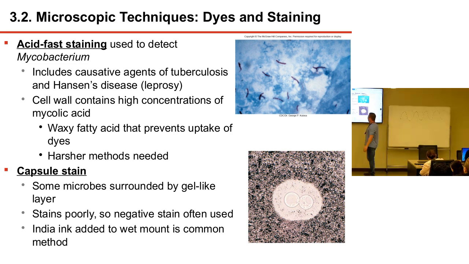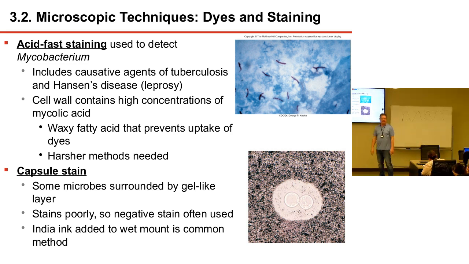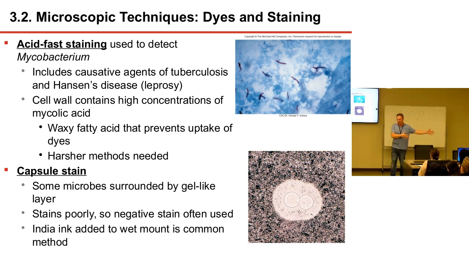So we actually have to use a little bit harsher methods to get these to stain. The name of the stain is acid fast, and you're either acid fast positive or negative. If you're acid fast positive, you're probably a mycobacterium. If you're acid fast negative, then you're probably going to stain better with the gram stain.